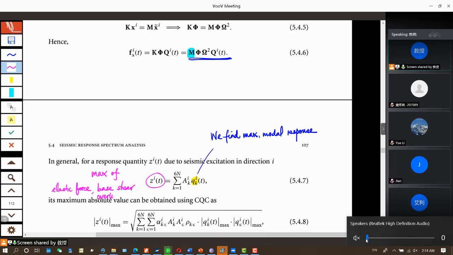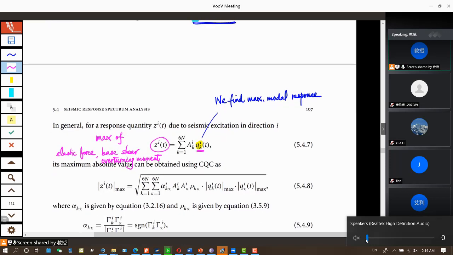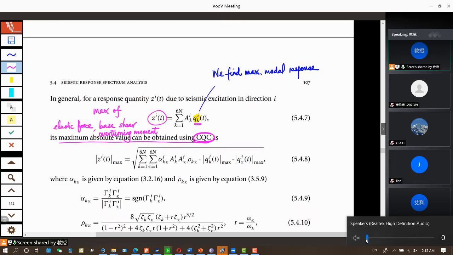The maximum values of Q_k do not occur at the same time, so we cannot add them. We have to use CQC. We studied this when we studied random vibration. We used the CQC combination rule. So you have the maximum modal response for the k-th mode and the k'-th mode. Rho is the coefficient of correlation between the k-th mode and the k'-th mode. We have the coefficients alpha given here and rho given here. So you can use CQC to combine.